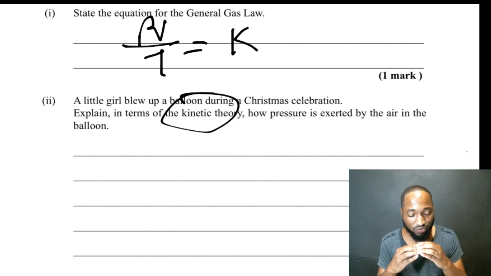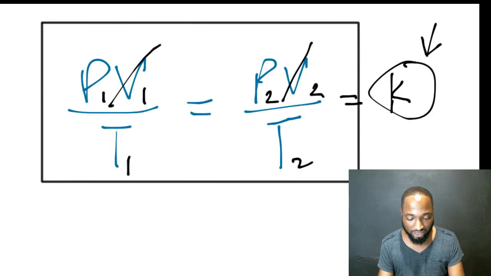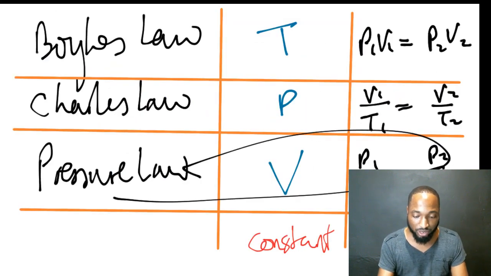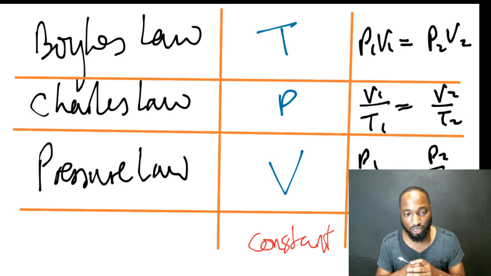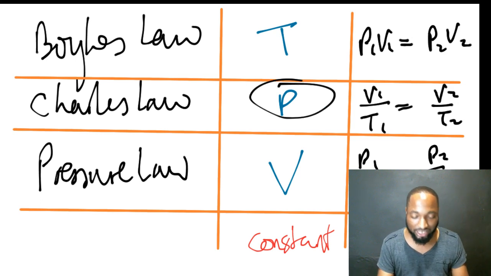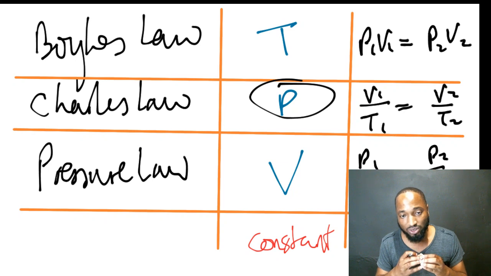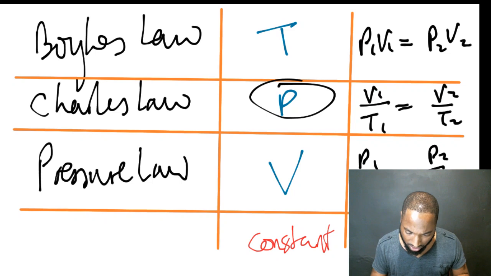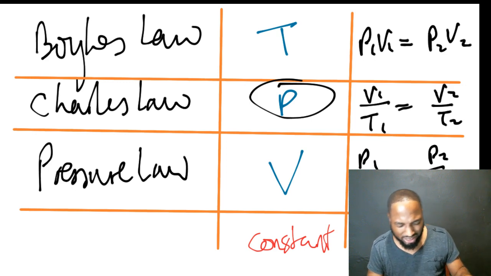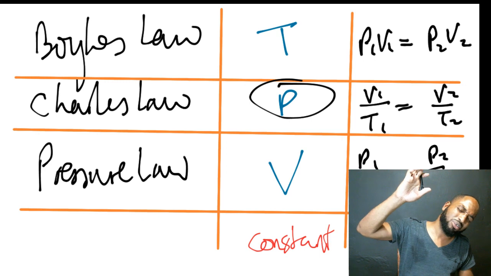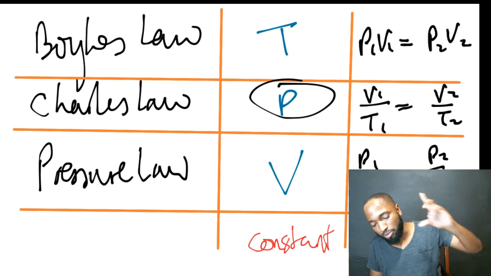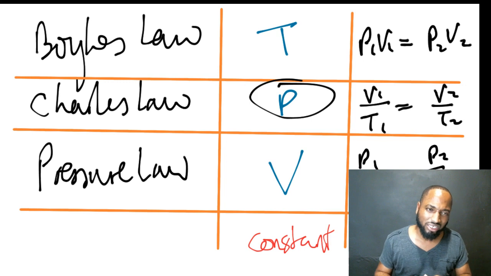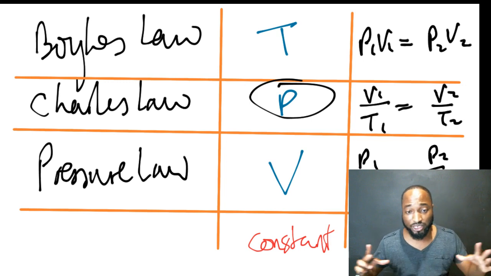And if you don't allow the volume to increase, in other words, if the volume is constant, aka the pressure law, the pressure will have to go up when the temperature goes up. If you keep the pressure constant, aka Charles' law, if you keep the volume constant and you send the temperature up, yes, the pressure must go up as well.